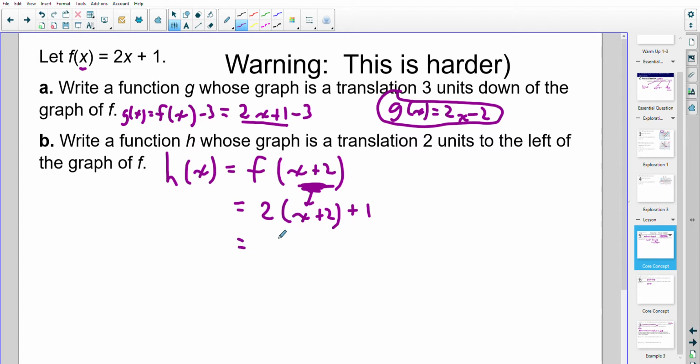And then when you distribute, you end up with 2x plus 4 by using the distributive property, which means your h of x equals 2x plus 5. Be careful about this distribution here.